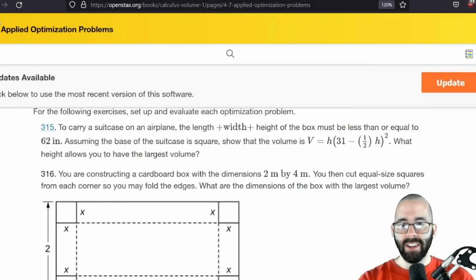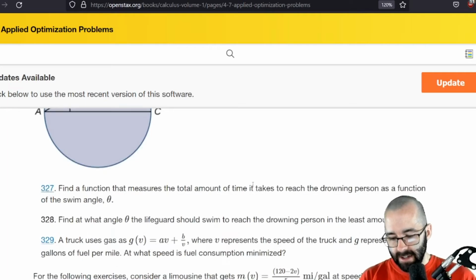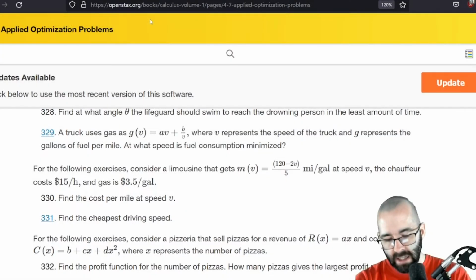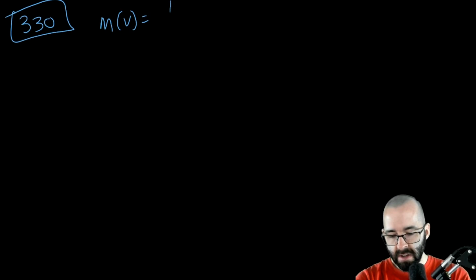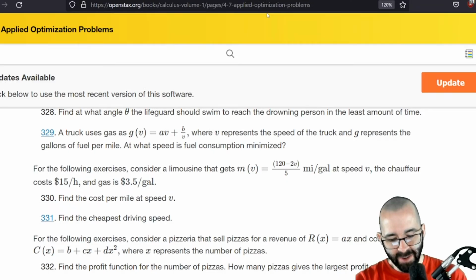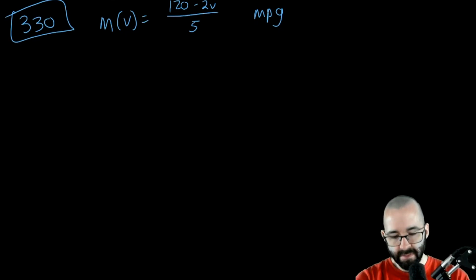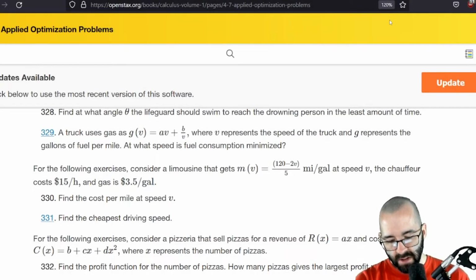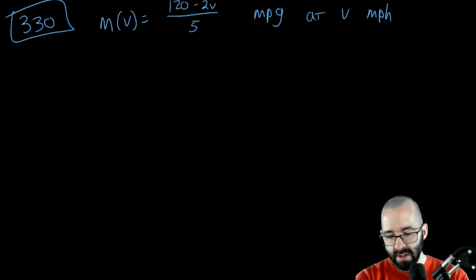Let's color code all these problems. Let's do one in blue. 330. Consider a limousine that gets this gas mileage, M of V equals (120 minus 2V) over 5 miles per gallon, at speed V in miles per hour. The chauffeur also costs $15 per hour.